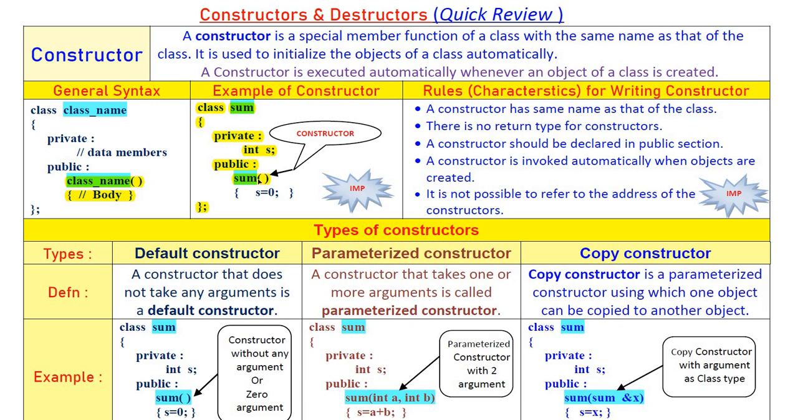Sum is a function here, but this is not a normal function. This is a special function. Why? Because the name of this function is same as class name. So here you can see class name is also sum, and here function name is also sum. So such type of functions are called as constructor. So functions having same name as class name are called as constructor. So this is the example of constructor, and this is the body of constructor. So here we are initializing s variable with 0 value. So this is an example of a constructor.